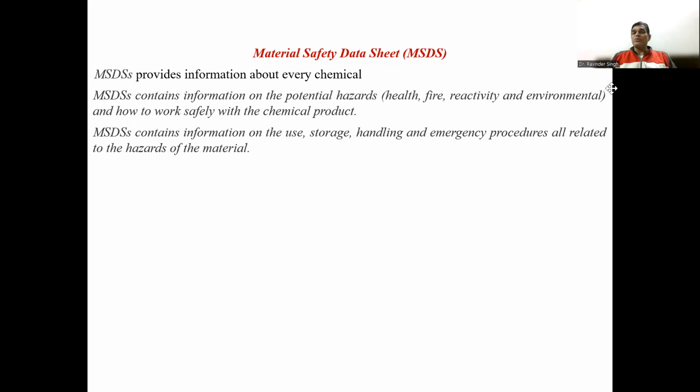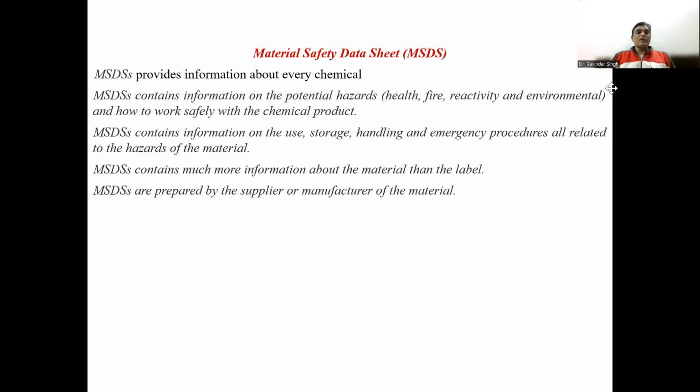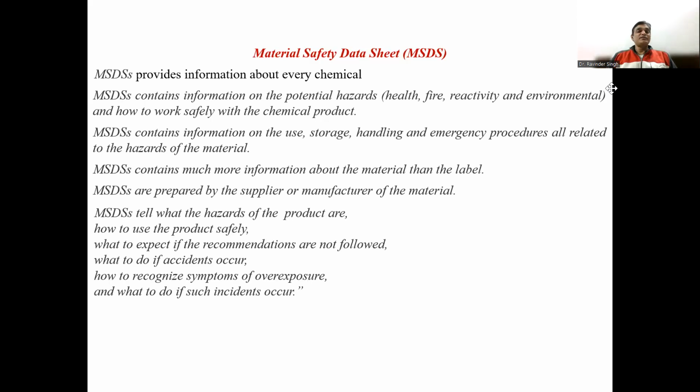It also contains information on use, storage, and handling, how we can handle a particular chemical in the laboratory. If any emergency arises, it describes how the emergency procedures related to the hazards of the material can be carried out. It also contains much more information about the material than the label does. MSDS are prepared by the suppliers, by the manufacturers in the chemical industries.